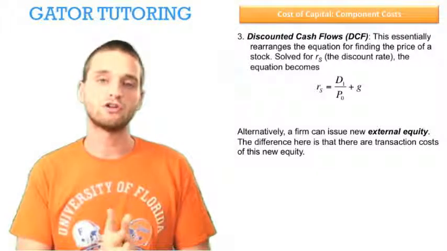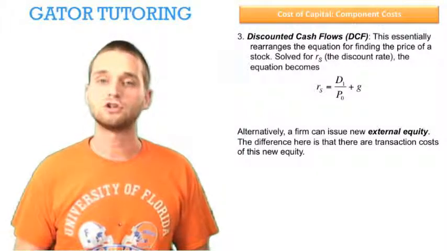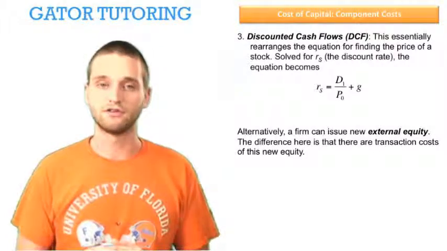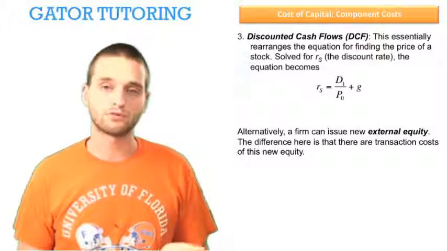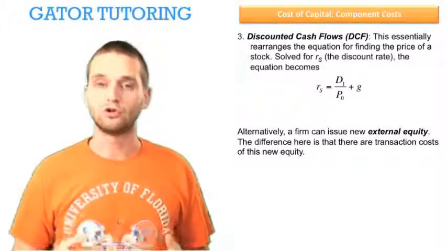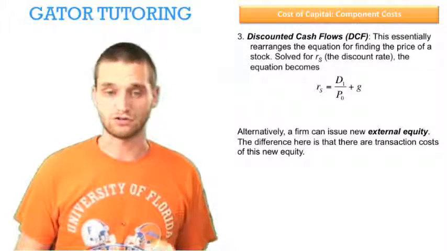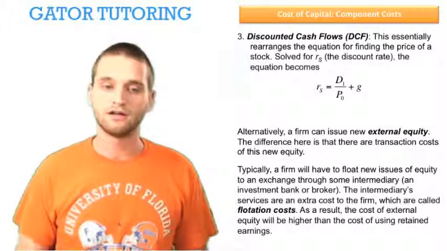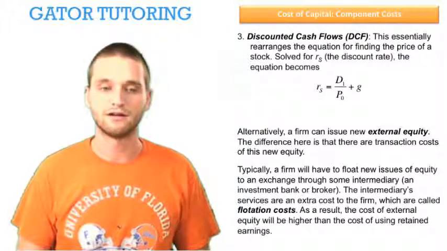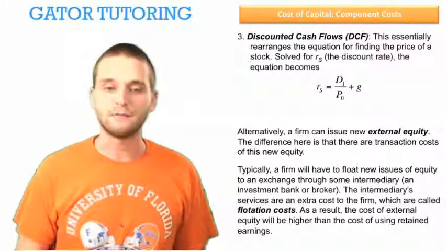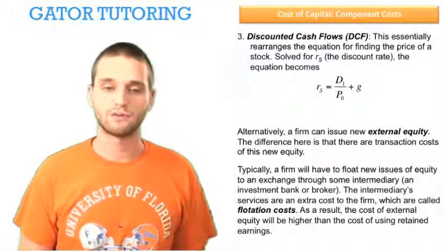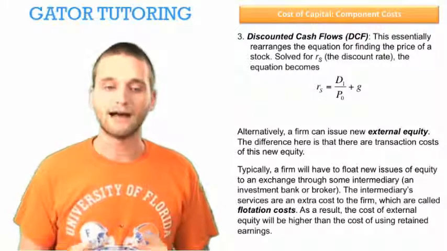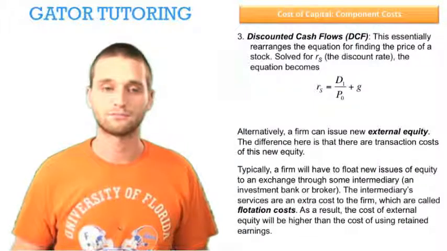So in addition to using the retained earnings, a firm can issue new external equity. The difference here is that there are transaction costs of this new equity. So instead of just dipping into the pool of retained earnings, they can actually go out and issue new stock and sell this stock on an exchange to raise money. Typically, a firm will have to float new issues of equity to an exchange through some intermediary, an investment bank or a broker. The intermediary's services are an extra cost to the firm, and these are called flotation costs. As a result, the cost of external equity will be higher than the cost of using retained earnings.